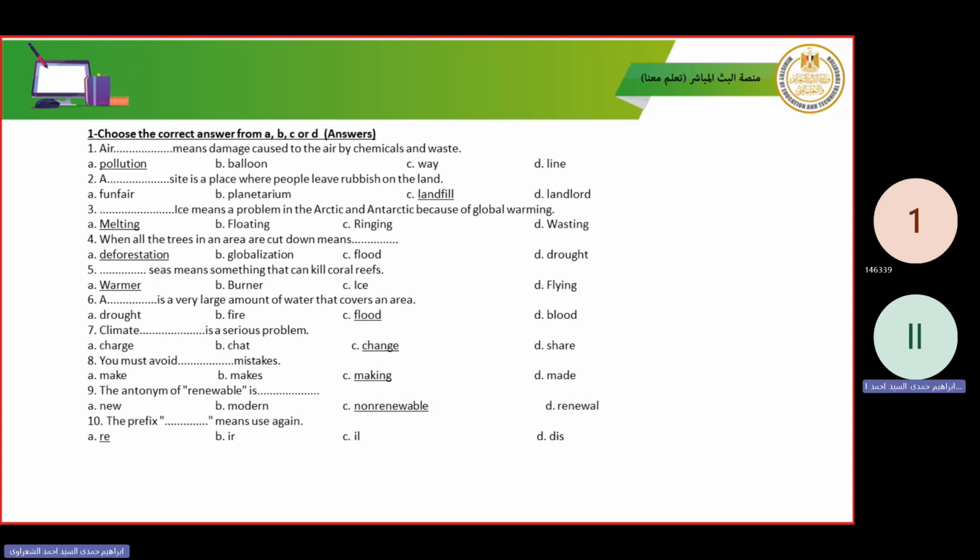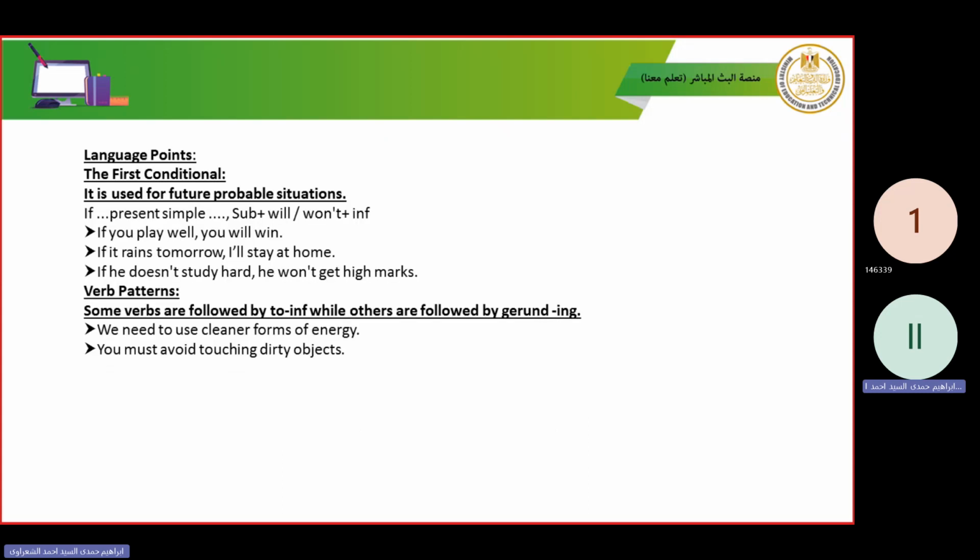Okay, right. We move on to the next section, and this is very important. It's about the language points. The language points we have in this unit are divided into two parts. The first part is about the first conditional: if plus present simple, and the second clause: subject will or won't plus infinitive.